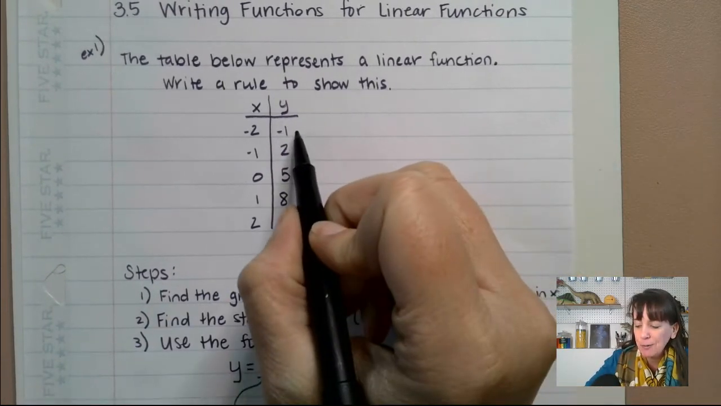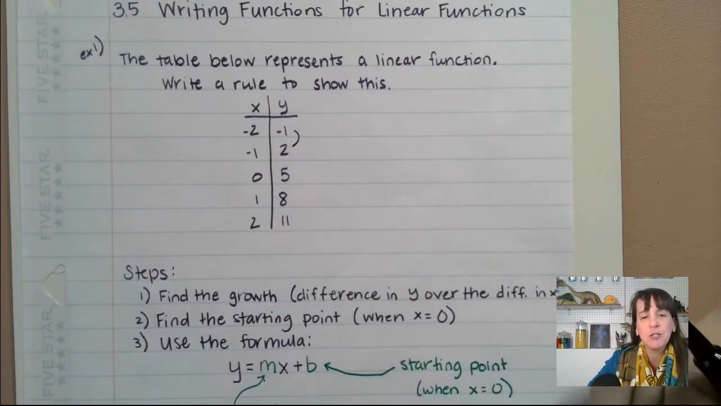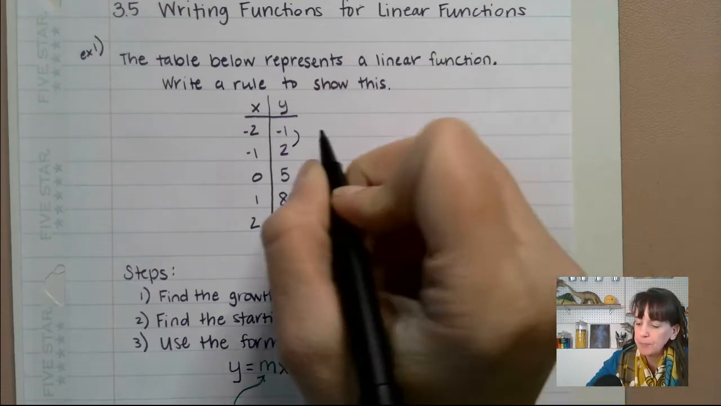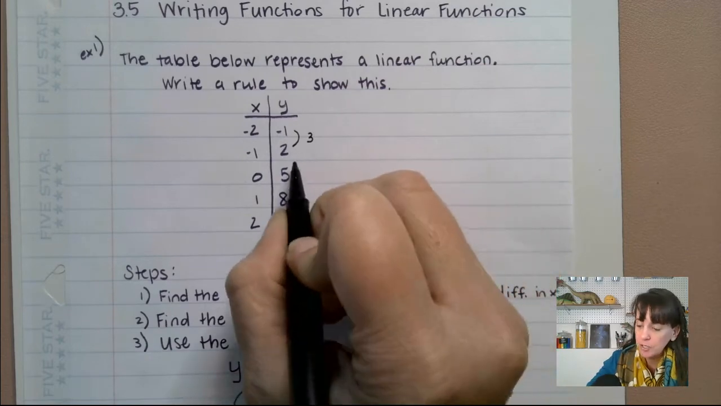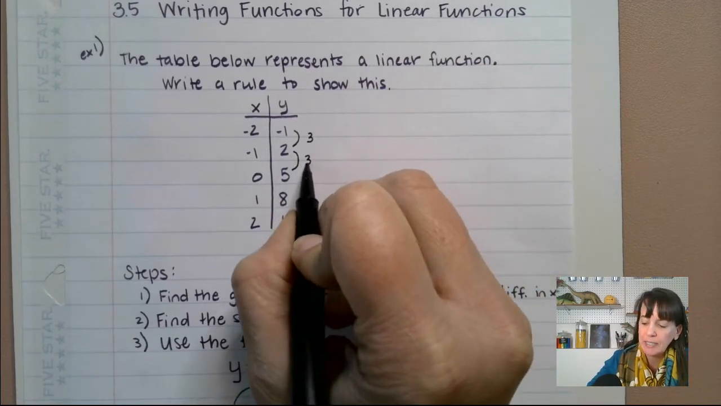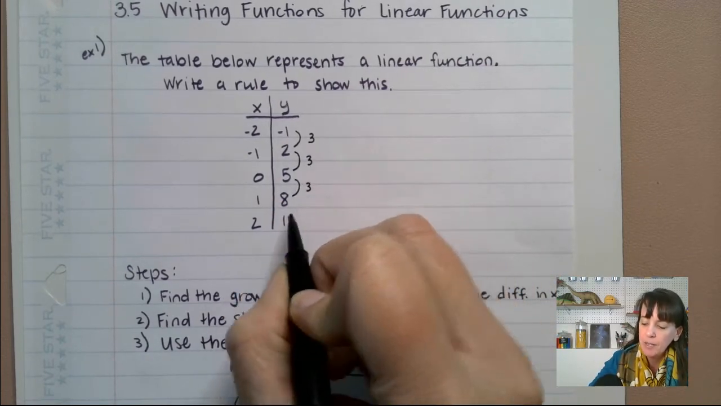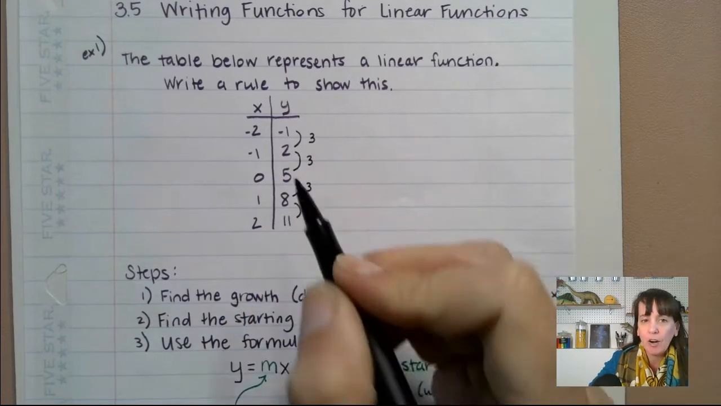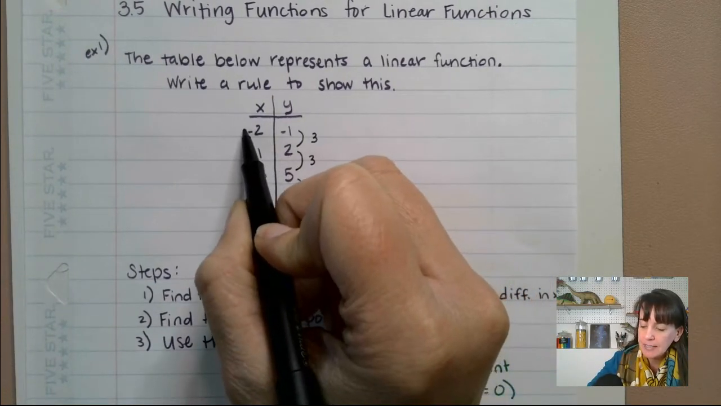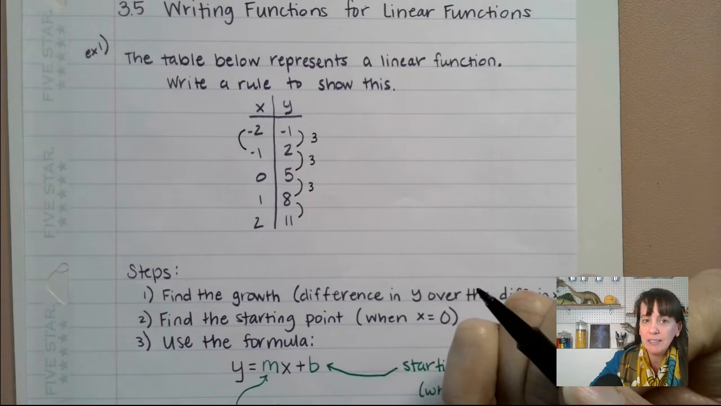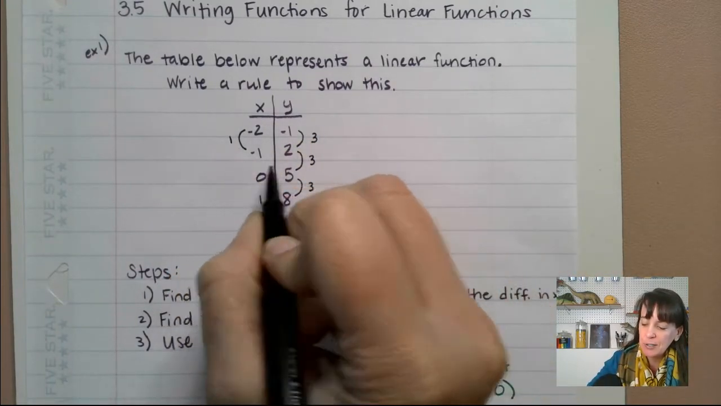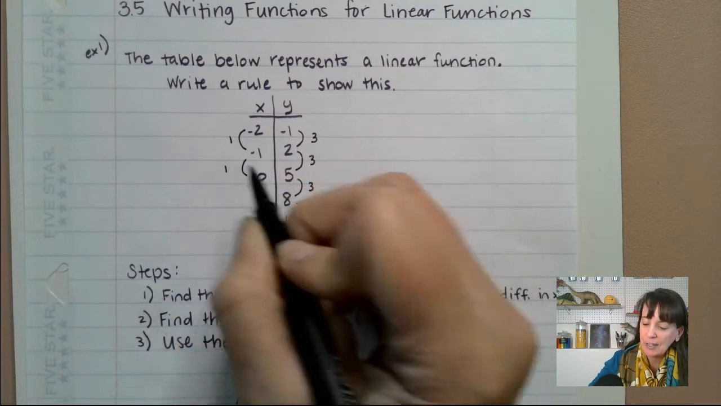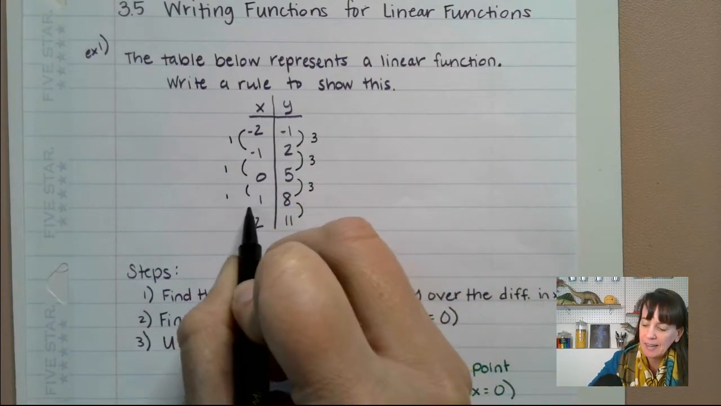So the difference between -1 and 2 is 3, right? And then, because we're adding 3 each time, we add 3 to here, we add 3 to here, we add 3 to here. All right, our difference in our x is -1, or -2 to -1 is we're adding 1. And so we are adding 1 here, adding 1 here, adding 1 here.